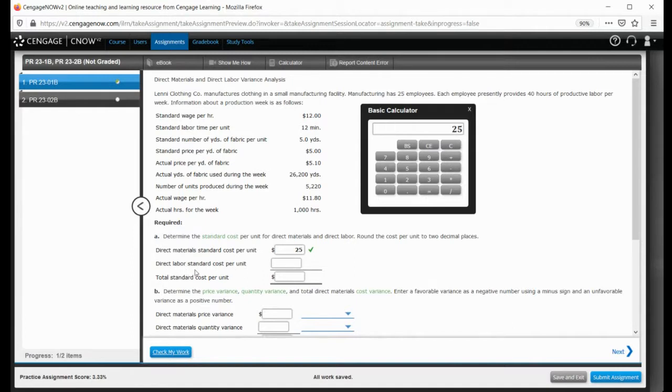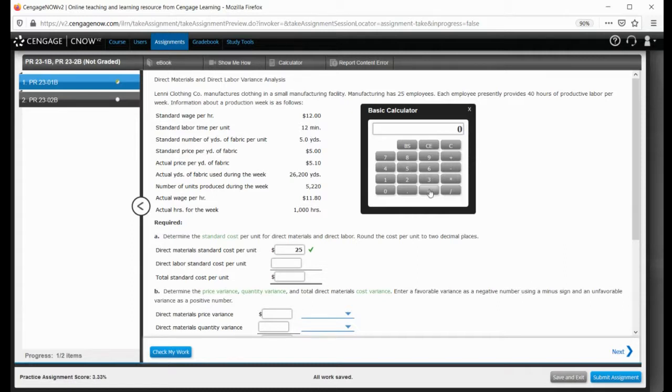So the direct labor standard cost per unit is going to be based on what's happening for your labor. You'll want to look at the information they've given you about standard cost for the labor. First of all, we would need to look at our standard wage per hour amount, which is $12. This is what we're going to pay our employees per hour. We would also need to look at the time it takes us to produce 1 unit. What you have to recognize about this problem is they tell you that the time it takes is 12 minutes. We want to first convert those minutes to parts of an hour.